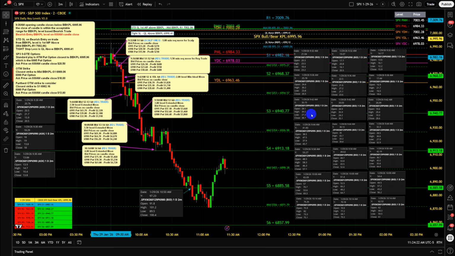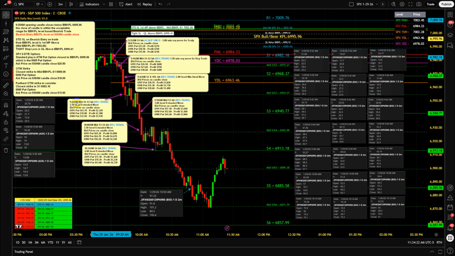So here are the 9:42 a.m. candle data boxes here with the bids on the candle close. The 69.95 put, 38.70, profit $1,820 per option. 69.90 put, 35.10, profit $1,710 per option. 69.80, 28.60, profit $1,480 per option.